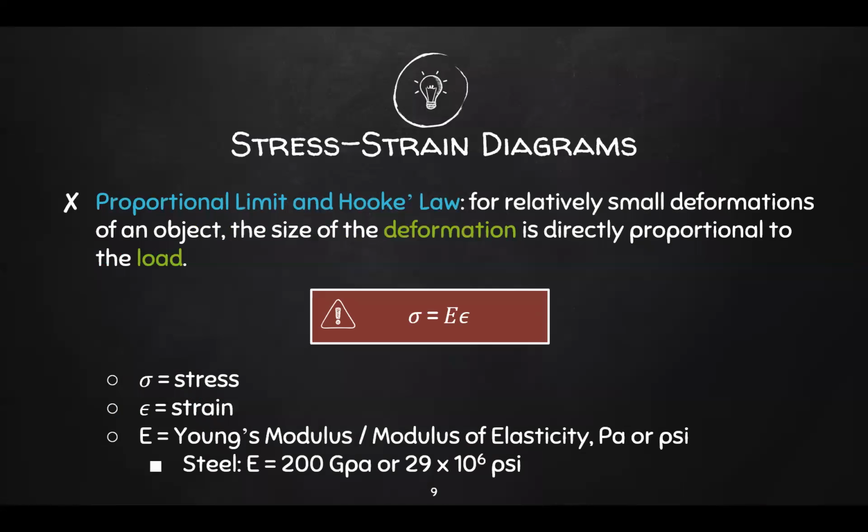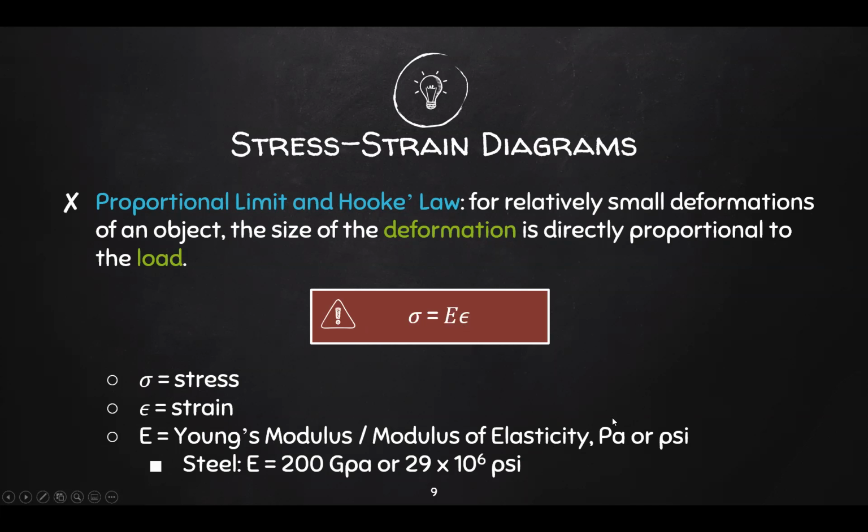All right, let's move on to a couple of equations here. So again, we're going to talk about now your proportional limit and Hooke's law. We'll move on to Hooke's law a bit more at the end of this topic. But for now, know that Hooke's law states that for relatively small deformations of an object, the size of the deformation is directly proportional to the load, which is why you have a straight line when you plot your stress and strain on a graph. Okay? So you have this equation, sigma, and from your previous topic, sigma is stress. So stress is just equal to E times epsilon, where epsilon is strain, E is Young's modulus, or modulus of elasticity.